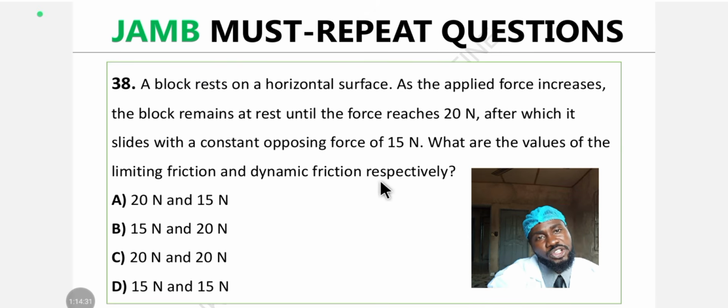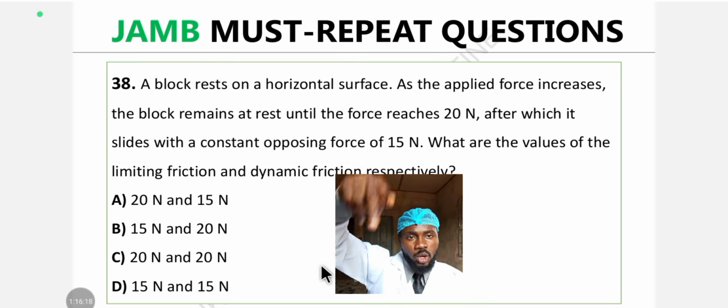Very easy question. It looks long, but it's very easy. Option A, 20 Newton and 15 Newton. Option B, 15 Newton and 20 Newton. Option C, 20 Newton and 20 Newton. Option D, 15 Newton and 15 Newton. Very easy question. Remember, it asks you limiting friction and dynamic friction, respectively. Drop your answer in the comment section.